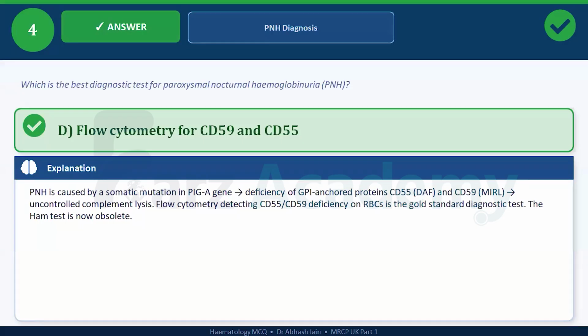PNH is caused by a somatic mutation in the PIG-A gene. So there is deficiency of GPI-anchored proteins, CD55 and CD59. So uncontrolled complement lysis occurs, and flow cytometry detecting CD55 and CD59 deficiencies on RBCs is the gold standard diagnostic test. The Ham test is now obsolete; it was done previously. So our answer is correct, doctor.